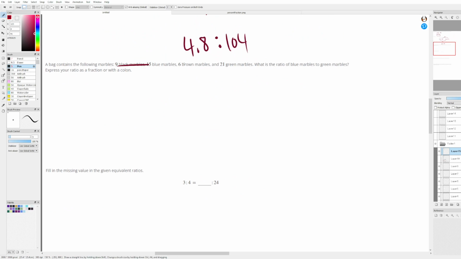This one, again, reading the question will pretty much give you the answer. It gives us a list of how many marbles we have, and it's asking the ratio of blue marbles to green marbles. The black marbles and the brown marbles are red herrings. All you need to know about is the 15 to 21. And then lowest terms would be, they're both divisible by 3, so we get 5:7.